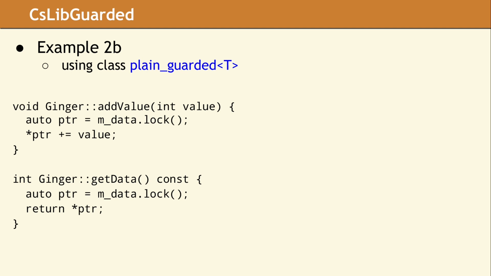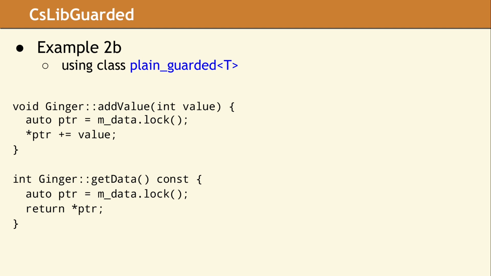The LRGuarded class is responsible for managing the mutex and the lock. The only way to change or even access the data is by obtaining a pointer from CsLibGuarded. With this design, the mutex and the data it is guarding are now connected.